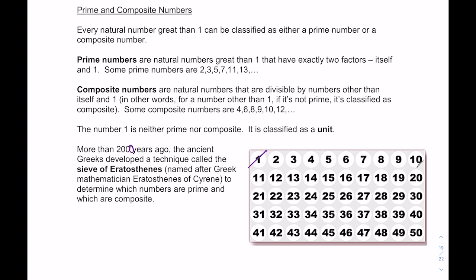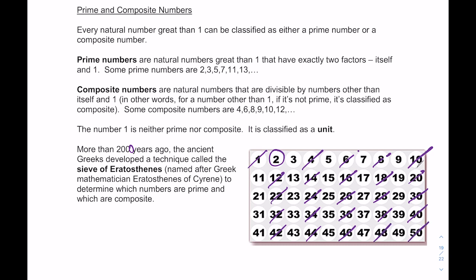You start with number 2 and you circle it. And you cross out all of its multiples. So a multiple of 2 would be 4 because 2 times 2 is 4. 6, 2 times 3 is 6. 8, 2 times 4 is 8. So you're going to cross out all the multiples of 2, which actually just ends up being all the even numbers. And this is just up to 50.